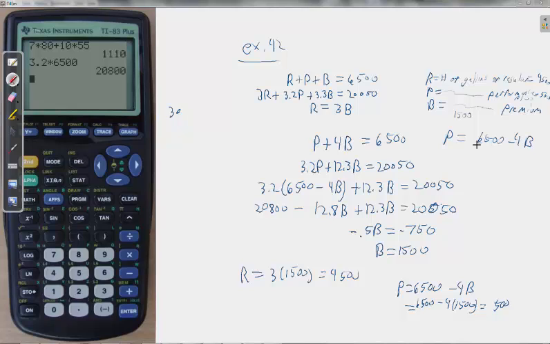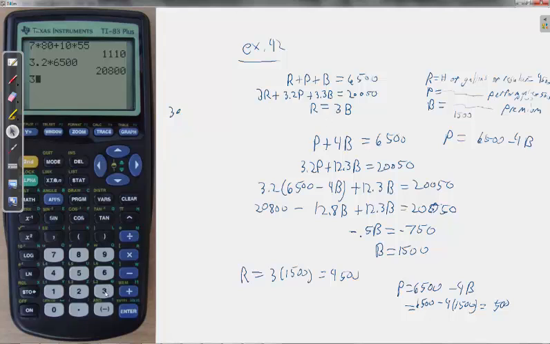So let's see if that makes sense. 4,500 plus 500 is 5,000 plus 1,500 is 6,500. So that checks out. And let's see, R equals 3B. I think that, yeah, that one checks out.